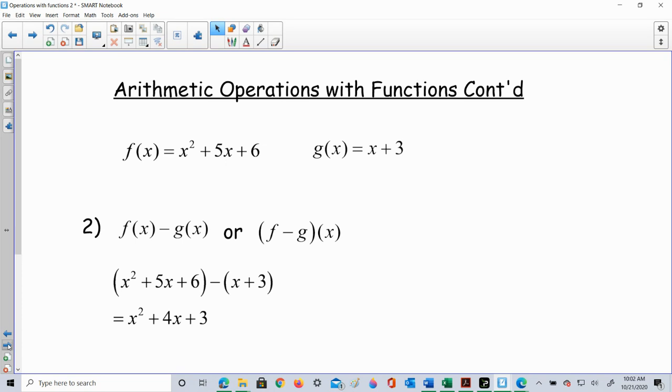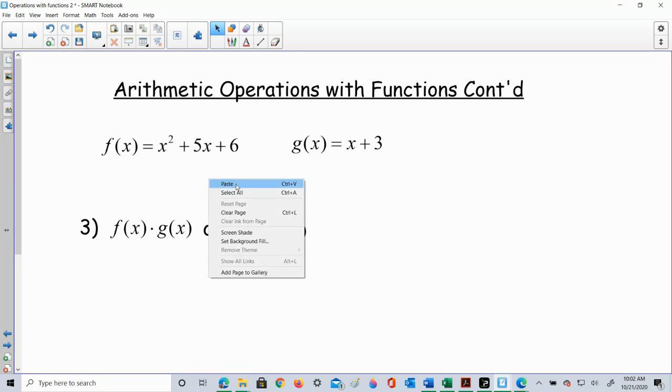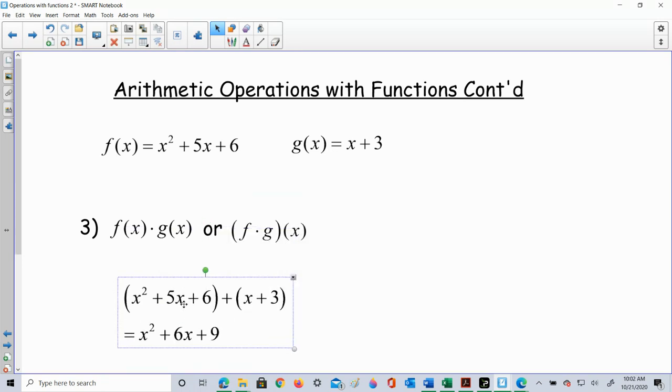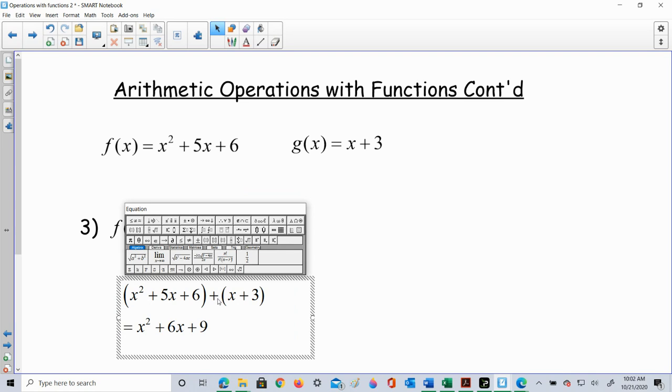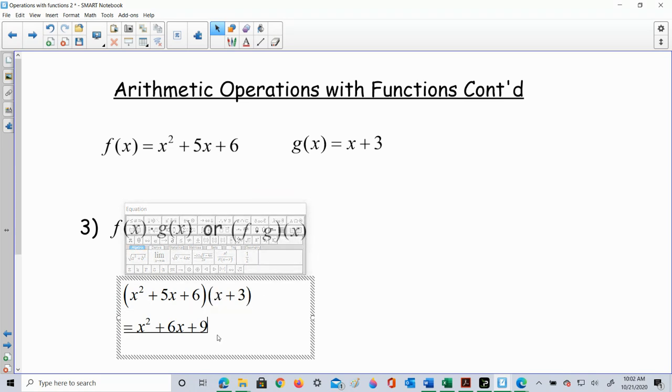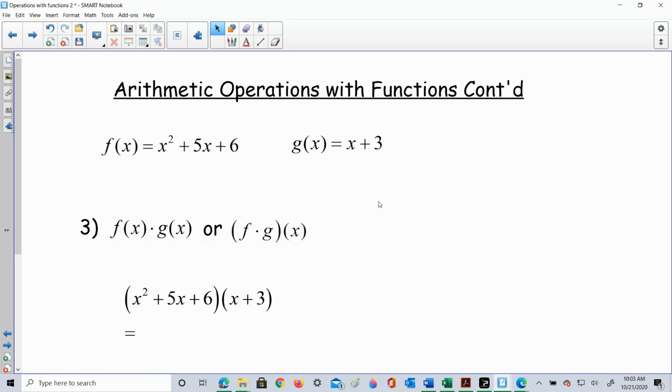Now multiplying. Multiplying might be a little bit different. Right, we're going to paste. We're going to multiply these this time. So I'm just going to get rid of that plus altogether to show that we're multiplying. So what do we have to do? This is just like distributing. That's really what you have to look at this as.